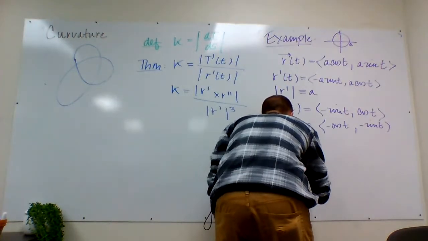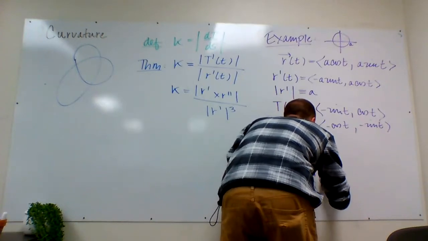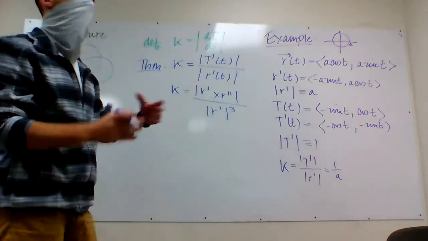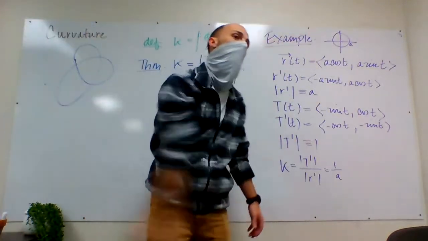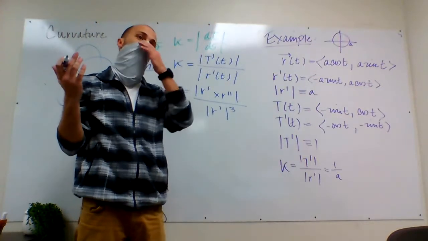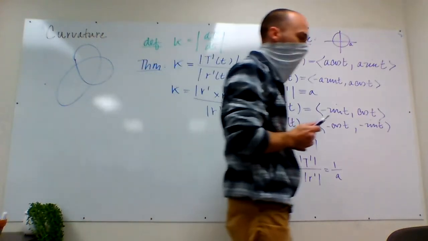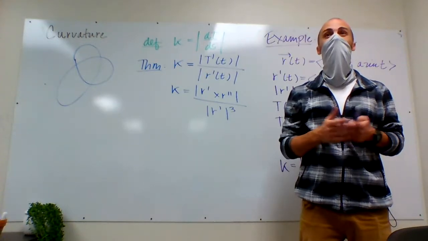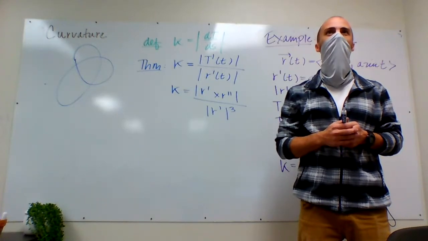So that means that curvature is the length of T prime divided by the length of r prime, which is 1 over a. And that makes sense, because the bigger the circle is, the less curved it is, right? If you took a really huge circle and looked at just a little bit, it looks kind of like a straight line. Some people get fooled by this, right? You look out on the horizon, and it looks pretty straight. But that does not mean that you are looking at a straight line. You're looking at part of a curve.